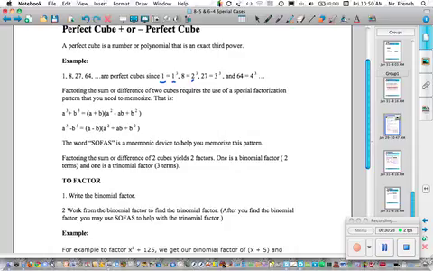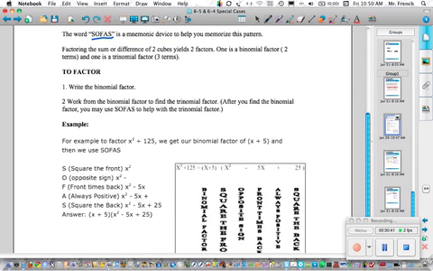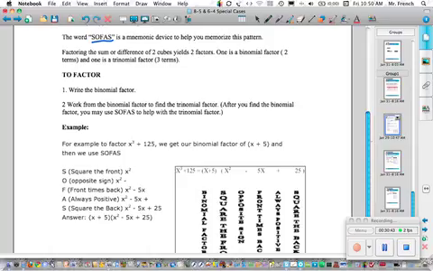Now, there's a little saying that helps you. The word SOFAS is a mnemonic device to help you memorize this pattern. Go down a little bit here and let's look at this chart. The S stands for square of the front. The O stands for opposite signs. The F means front times back. The A means always positive. The S means square of the back. And of course, then you have your answer.